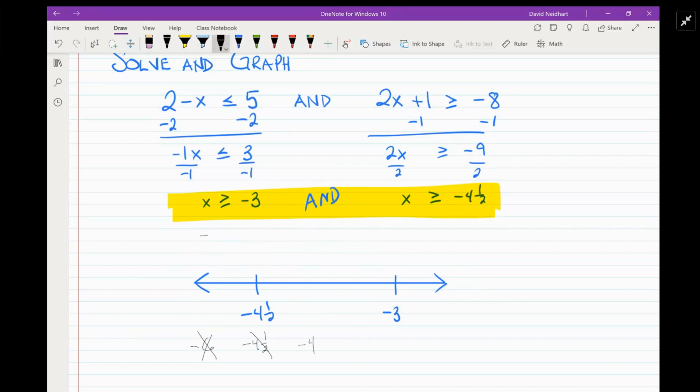So I'm going to test it over here. Negative 4 is greater than or equal to negative 3 by substituting. But that again is a false statement. Because it is false, we will not be shading the center section in.